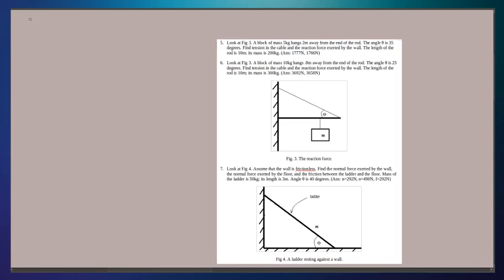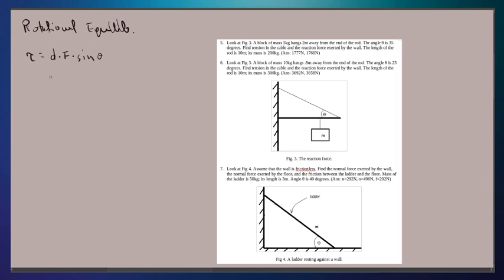Rotational equilibrium continued. We're still doing rotational equilibrium problems. The idea here is that you have two equations. One of them is the equation for torque: the distance from your axis of rotation to where the force is applied, times the force F, times the sine of the angle theta.